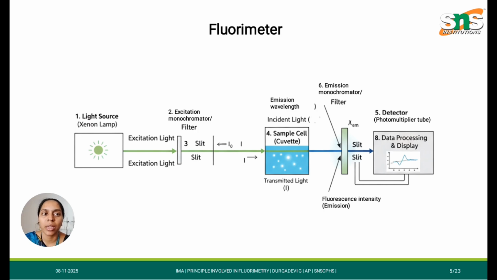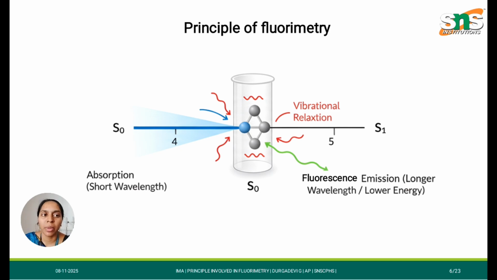Then after the emission happens, while the electrons move from excited state to singlet ground state, they will be filtered again with the help of emission monochromator or secondary filter. Their prime purpose is to allow only the visible radiation to pass through, and the visible radiations are immediately detected with the help of a detector, and there are different types of detectors, but here I have mentioned the photomultiplier tube. So this is a simple instrumentation of fluorimeter.